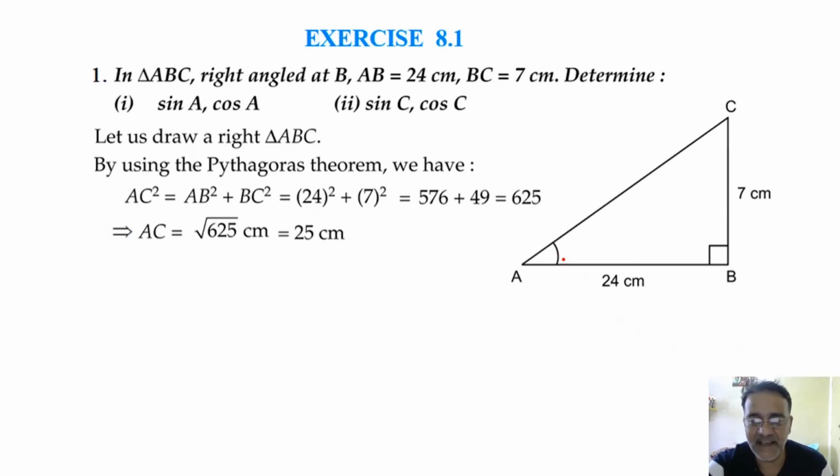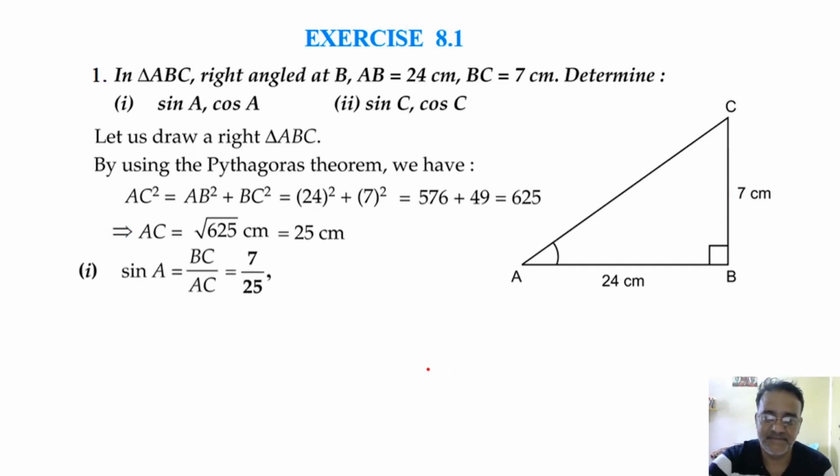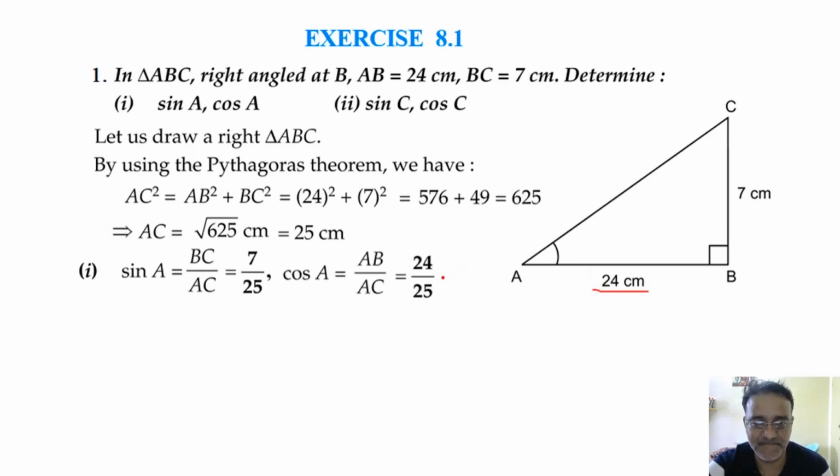Now sine A is O by H, that is BC upon AC. So 7 upon 25. This is sine A. Now cos A is adjacent upon hypotenuse, that is 24 by 25. This is sine A and cos A. Now with respect to angle C, which side is opposite?